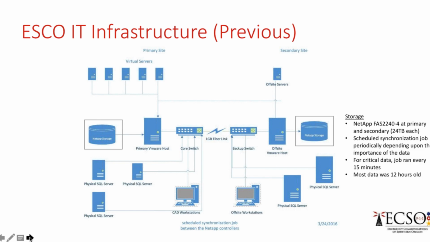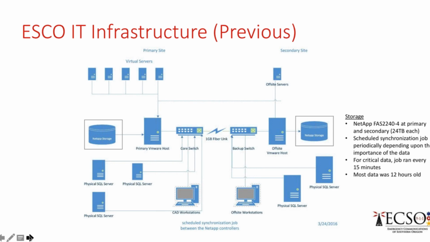The storage was a NetApp FAS at both the primary and the secondary. They had a scheduled synchronization job periodically, depending on the importance of the data. For critical data, the job ran every... But most data was 12 hours old. So you can see that the synchronization job, while it was trying to keep their critical data up to date, most of the data was actually 12 hours old.